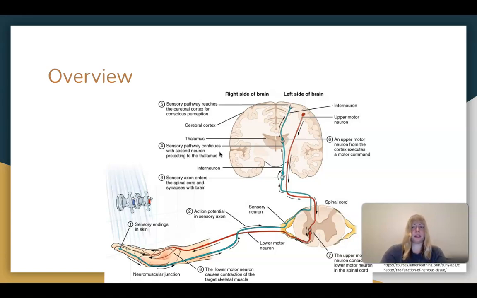I hope this presentation gives a better idea of the different sensory receptors in the peripheral nervous system and how they interact with the central nervous system.